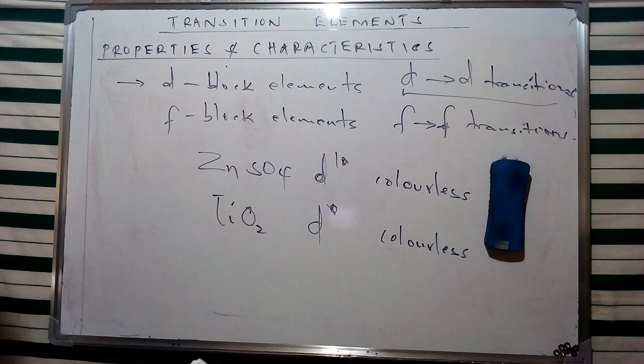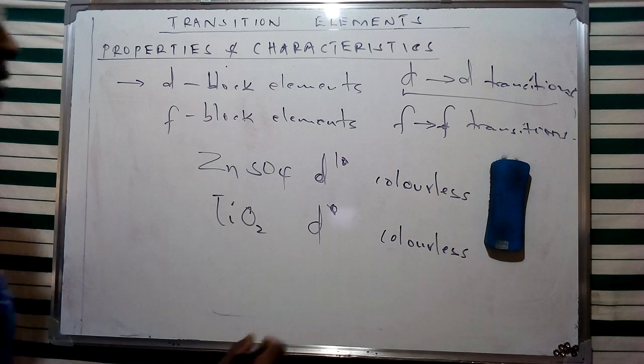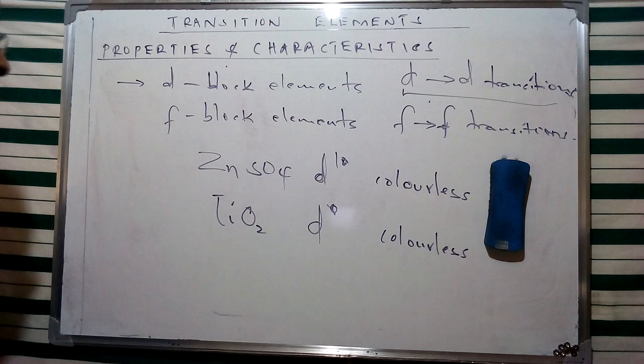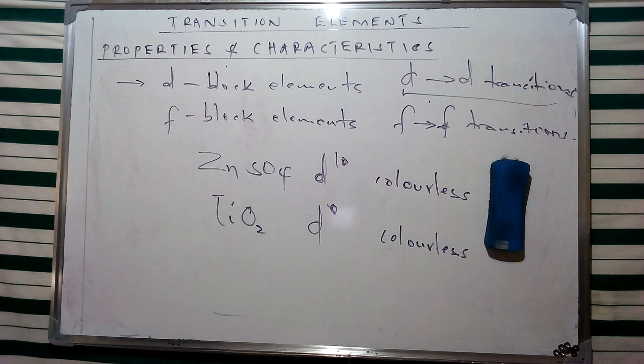So that's going to depend on the particular ions. But as we said, if there is a D to D transition, these are going to exhibit colors for a range of elements of the D block and for the F block in that respect.